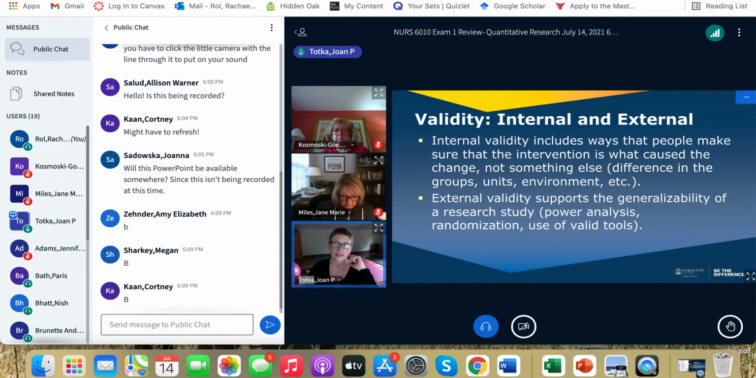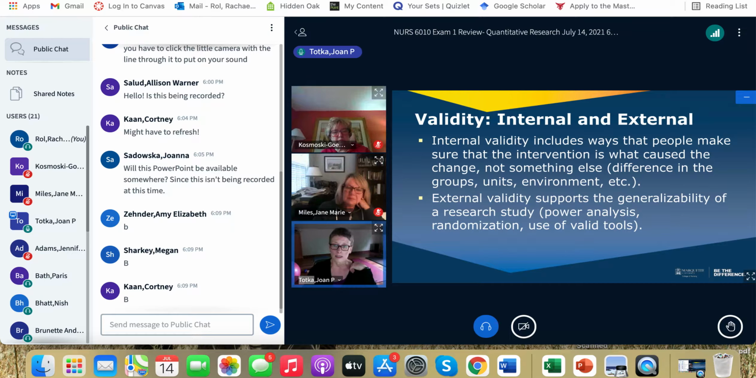External validity is generalizability of a research study. So when you do power analysis, when you randomize, when you use tools, measures, surveys that are validated on a national level or international level in many studies, that supports the external validity of a study.